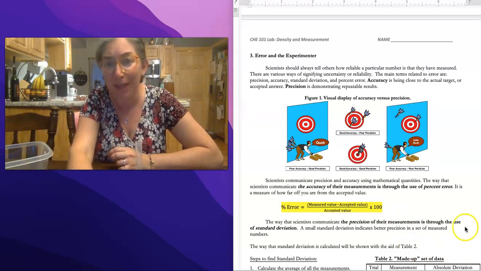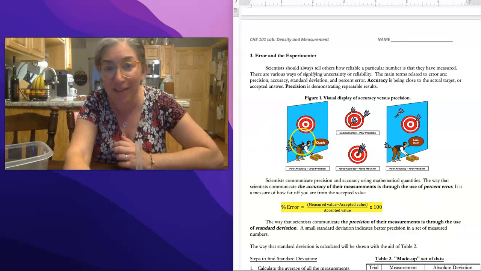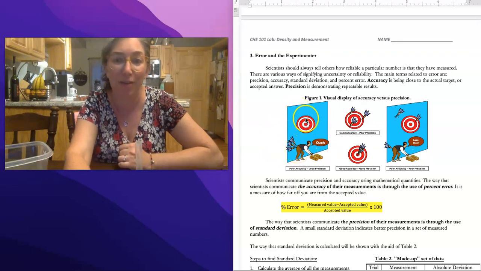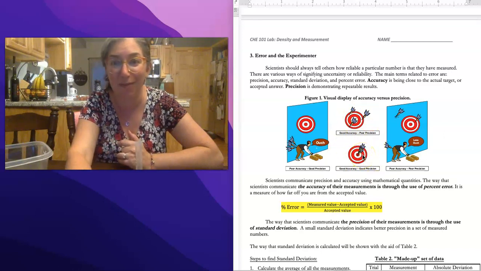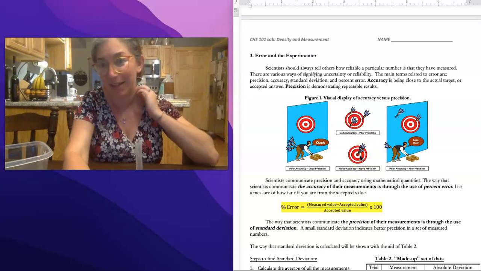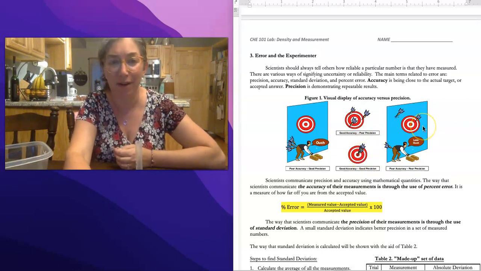So in this little funny figure here, whoever threw the darts here was very precise. They always hit the same spot, but they were not accurate because they didn't hit the target. Versus this one here was pretty accurate because it always hit the target. It was pretty close, but they were all in different spots, so they were not very precise. So ideally, we want our measurements, or our darts, to fly both accurately and precisely. We don't want our measurements to look like this, all over the place, neither accurate nor precise.